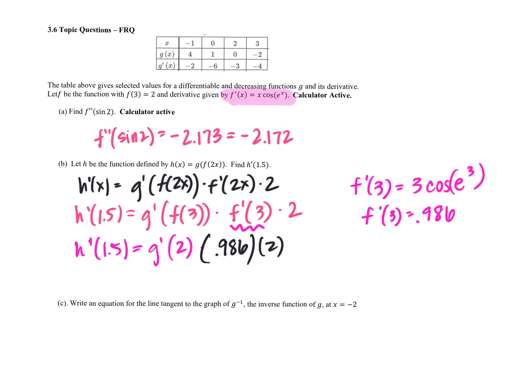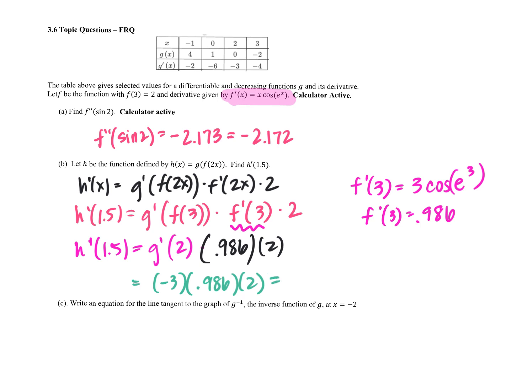Here's what I need us to be careful on. G prime of 2, where are we going to get that info? Table. G prime of 2 is negative 3. G prime of 2 is negative 3 times 0.986 times 2. Could I end there? It's free response.